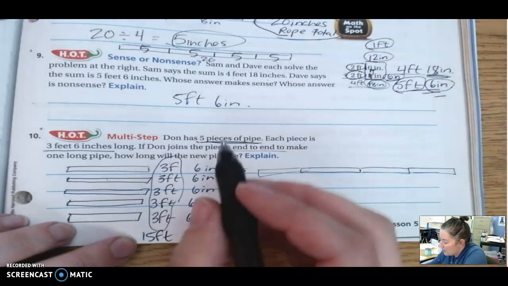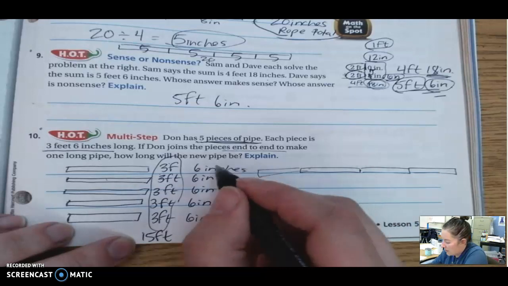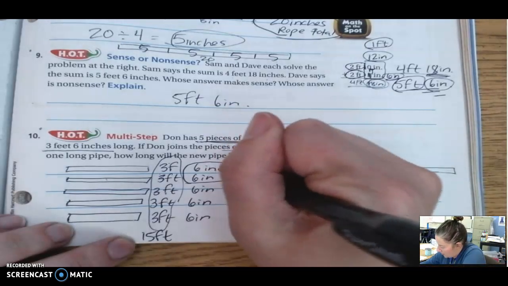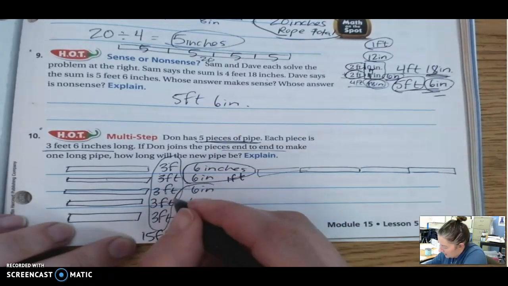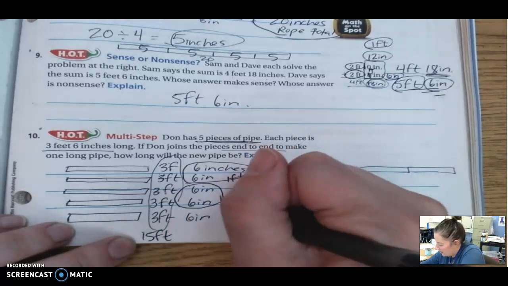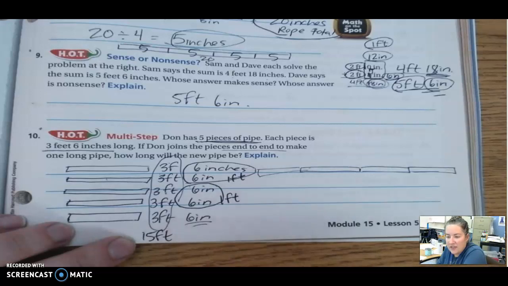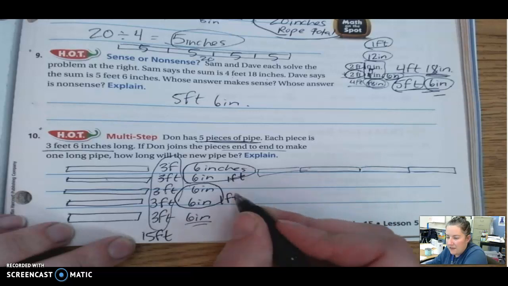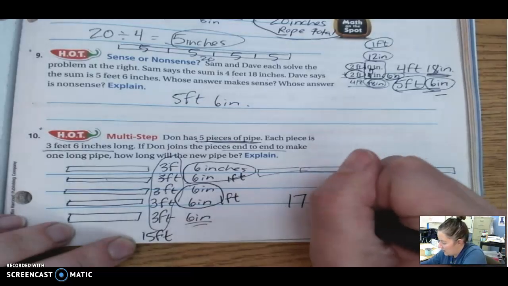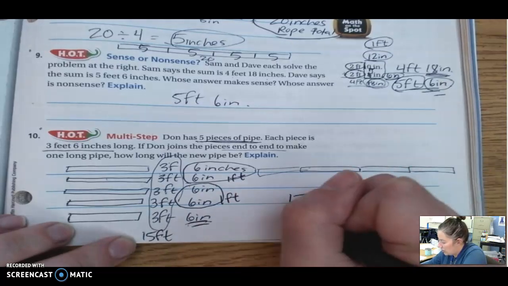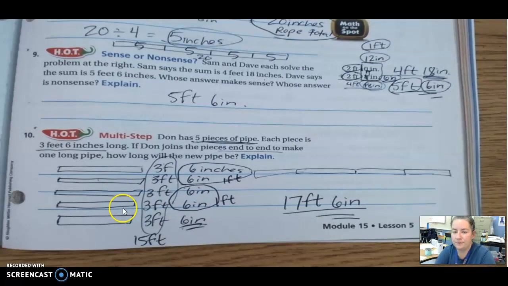Now, I'm going to join some of these together to make feet, right? Look, 6 inches plus 6 inches is 12 inches. That's the same as 1 foot. So that's another foot. 6 inches plus 6 inches here. That's another foot. And then 6 inches, I don't have anything left to combine that one with. So I have 15 feet, 16 feet, 17 feet, 17 feet and 6 inches should be the total.